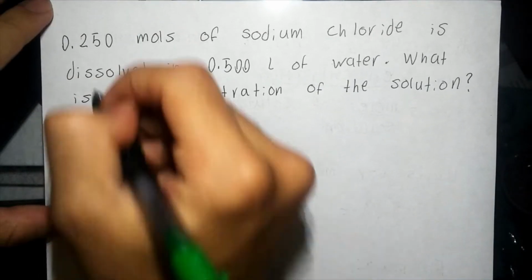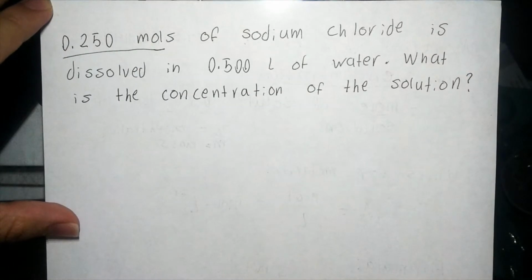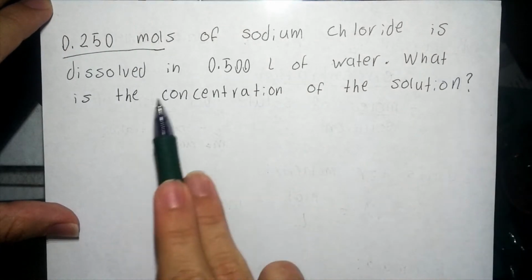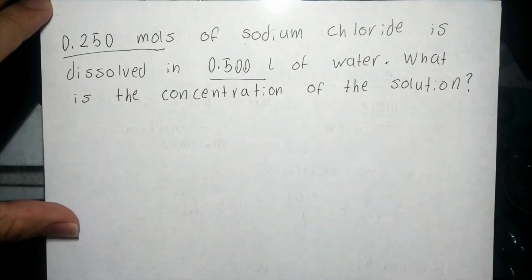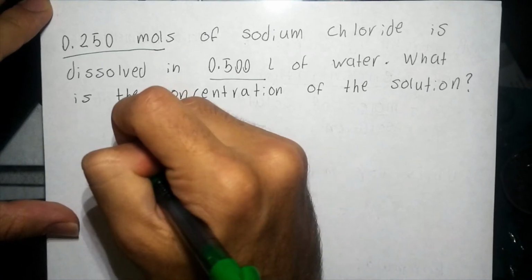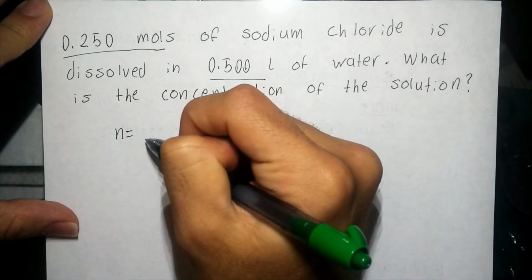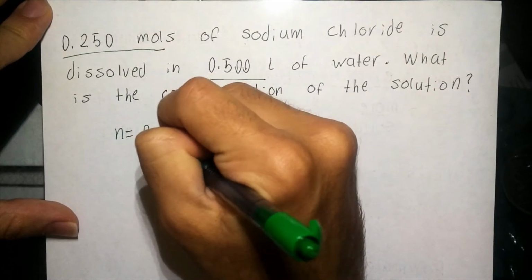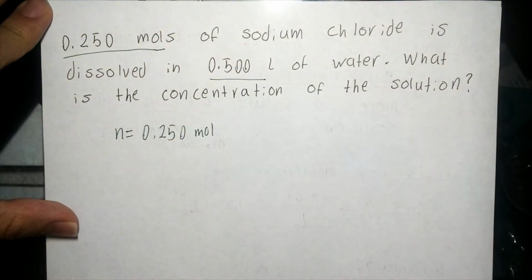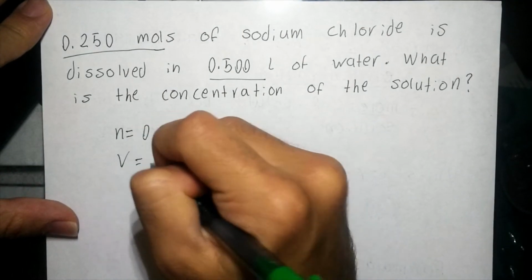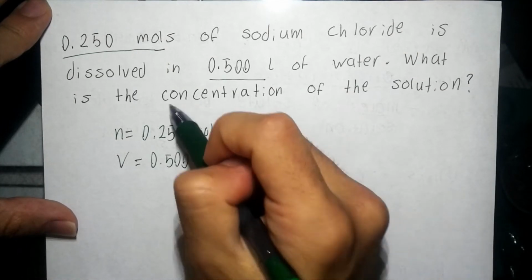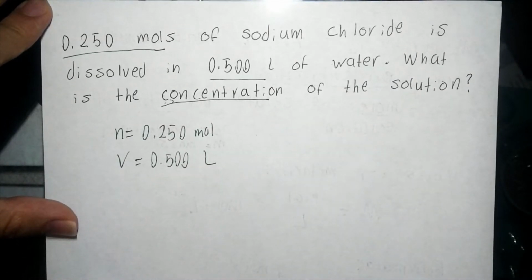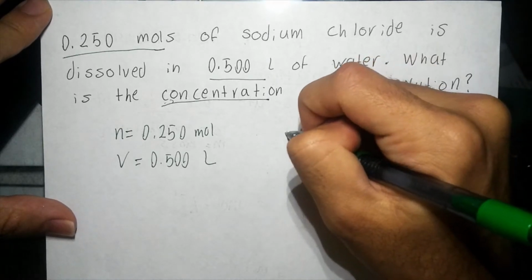So we have 0.250 moles of sodium chloride dissolved in 0.500 liters of water. So right now, let's write down what we've been given. We've been given moles. Remember that moles is denoted by this little n, 0.250 moles. And we have our volume in liters, which is 0.500 liters. And then what they're asking for is the concentration of the solution. Right now, we only know one unit of measurement for concentration, and that's molarity. So what we're looking for is big M.